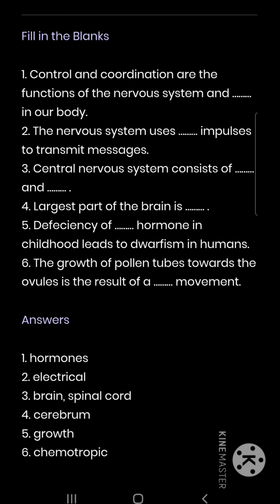The nervous system uses electrical impulses to transmit messages. Central nervous system consists of brain and spinal cord. Largest part of the brain is cerebrum. Deficiency of growth hormone in childhood leads to dwarfism in human beings. The growth of pollen tubes towards the ovules is result of a chemotropic movement.